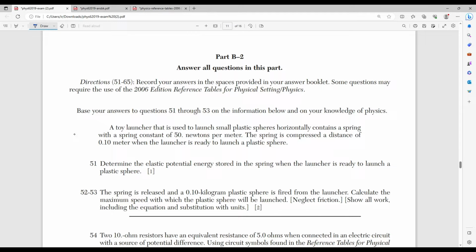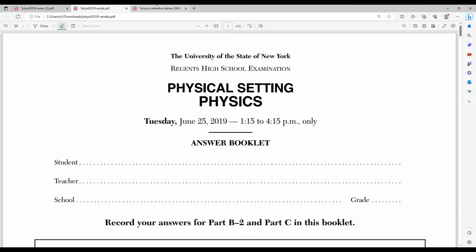For 51, it gives us this little pretext. It says a toy launcher that is used to launch small plastic spheres horizontally contains a spring with a spring constant of 50 newtons per meter. The spring is compressed a distance of 0.10 meters when the launcher is ready to launch the plastic sphere. Determine the elastic potential energy, right? So that's PEs, stored in the spring when the launcher is ready to launch the plastic sphere. All you have to do is just plug this into the potential energy for the spring formula, right?